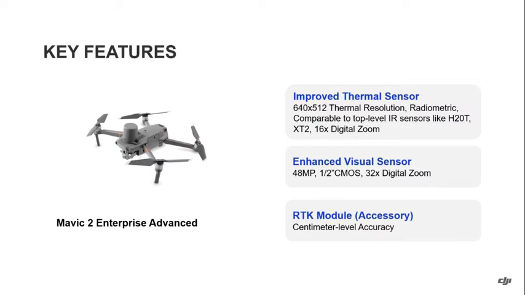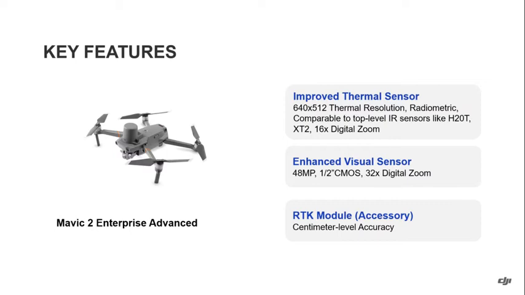First, about the name, it is fixed to be Mavic 2 Enterprise Advanced, which is the third member of the Mavic 2 Enterprise Series. The first one is Mavic 2 Enterprise Zoom. The second one is Mavic 2 Enterprise Dual, and the third one is the Mavic 2 Enterprise Advanced with enhanced dual sensor and RTK module, which are the key features of it.